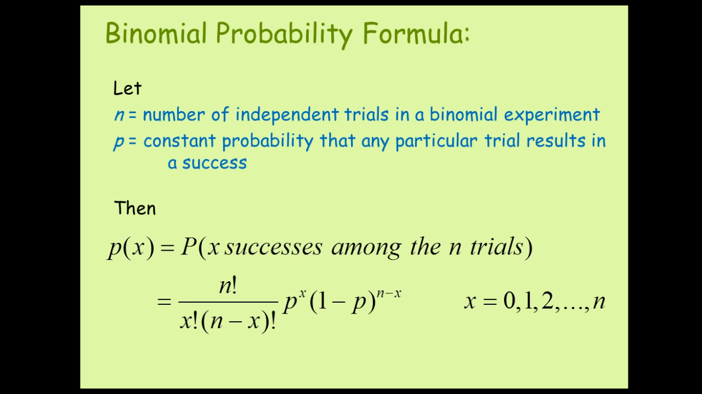Here are some properties. There's an experiment consisting of some trials with the following conditions. The trials are independent, so one doesn't affect the next. Each trial can result in one of two possible outcomes, success or failure: you open the box and find a rare toy, or you open the box and you don't. The probability of success is the same for all trials.